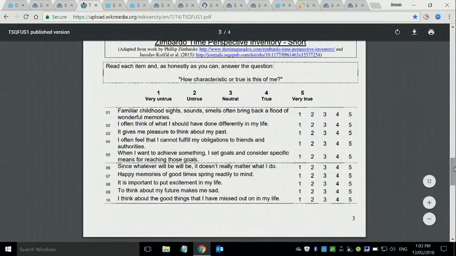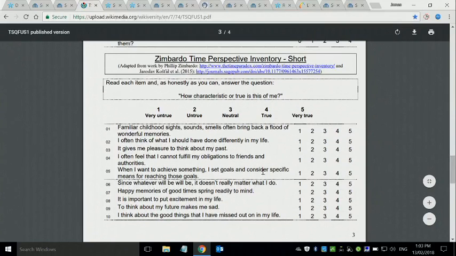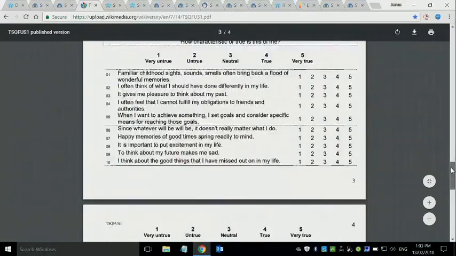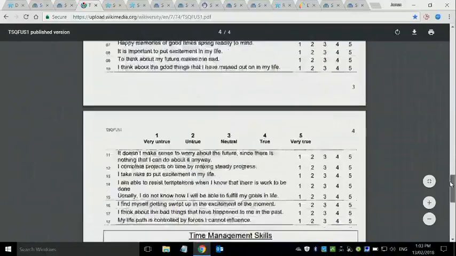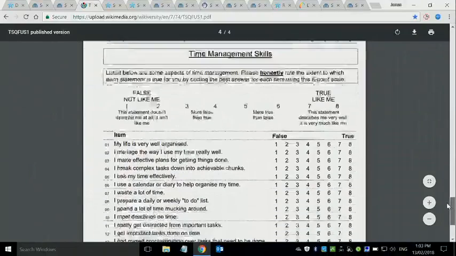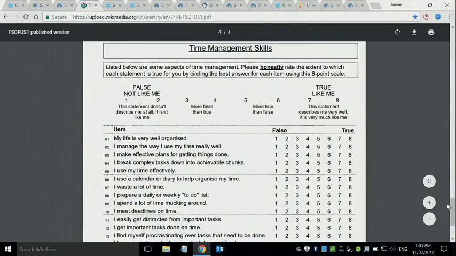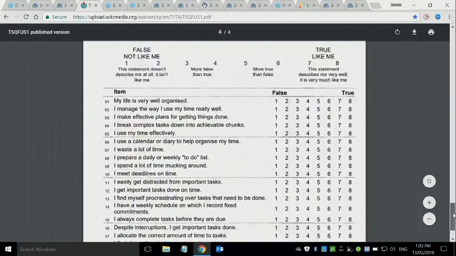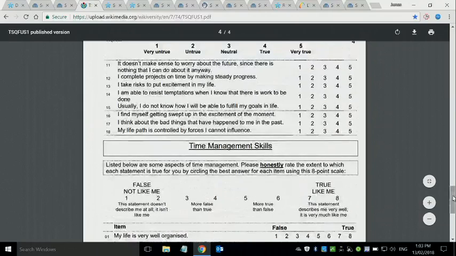There's the time perspective inventory from Zimbardo. And that goes on to the next page. And then there's some questions about time management. Okay, so it's a 4-page survey. It can be single-sided or double-sided. That doesn't really matter.